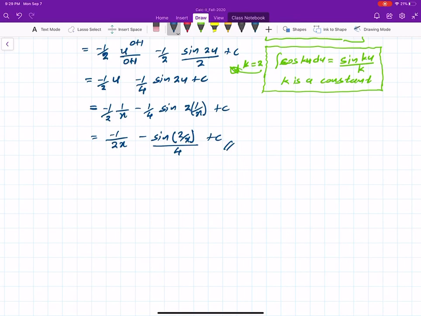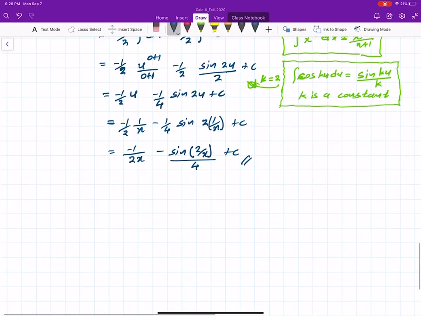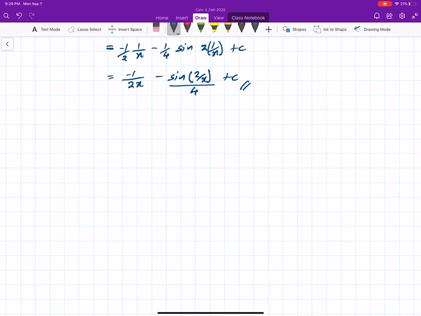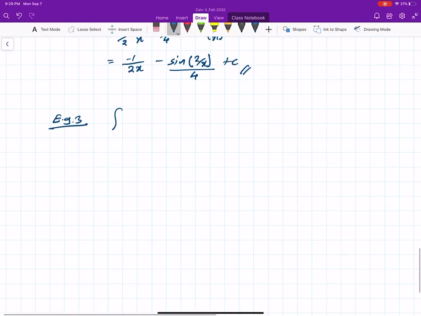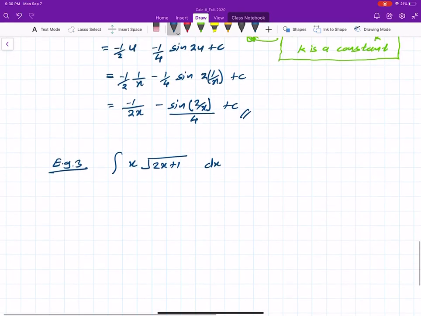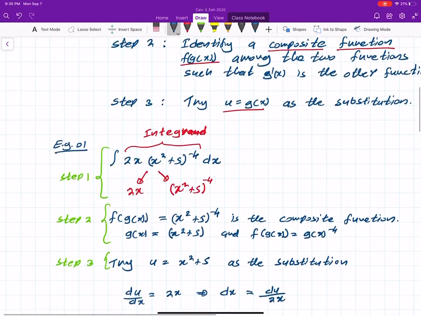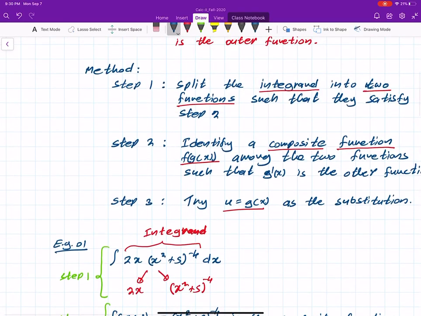All right. Let's work on the third problem. Example number 3. In example number 3, you have x times the square root of 2x plus 1 dx. Now you have to go through those steps I gave you at the very beginning. You have to use those steps.